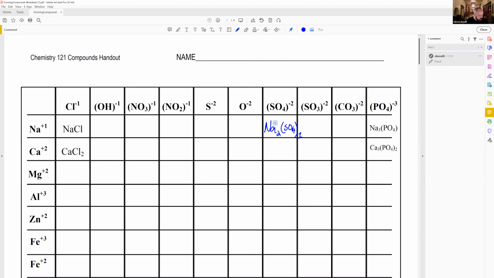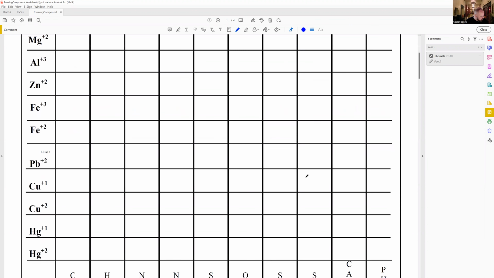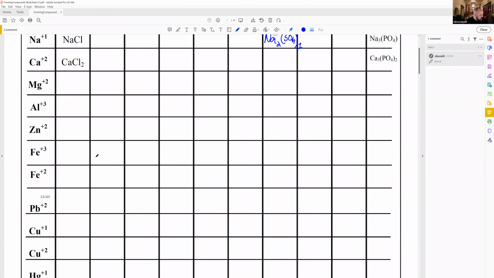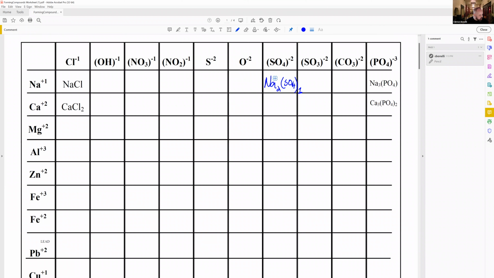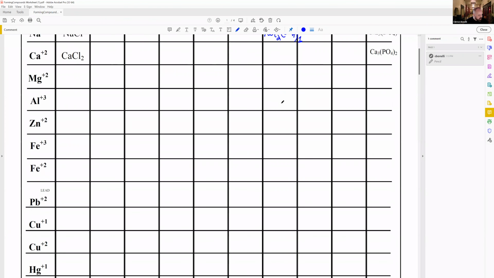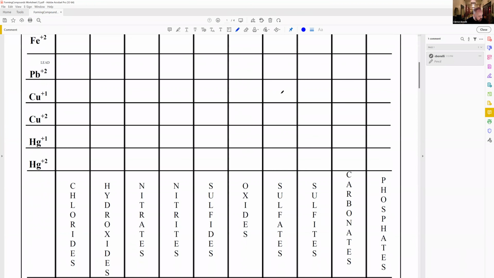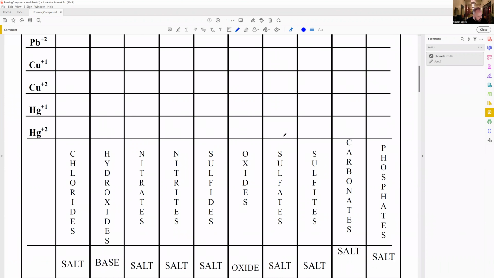And then don't forget down at the bottom here, whenever you've identified one of these compounds, so Na2SO4, you're like, oh, what is that? I believe it's called sodium sulfate. Okay, I just gave it away right there. And indeed, look at this. It tells you that these are all sulfates.